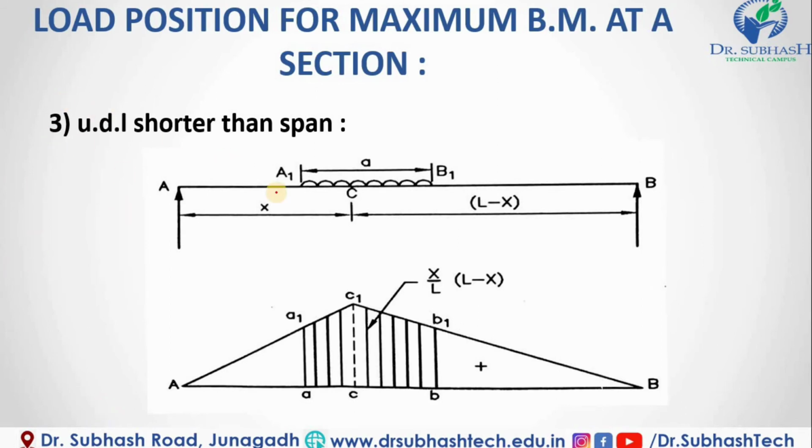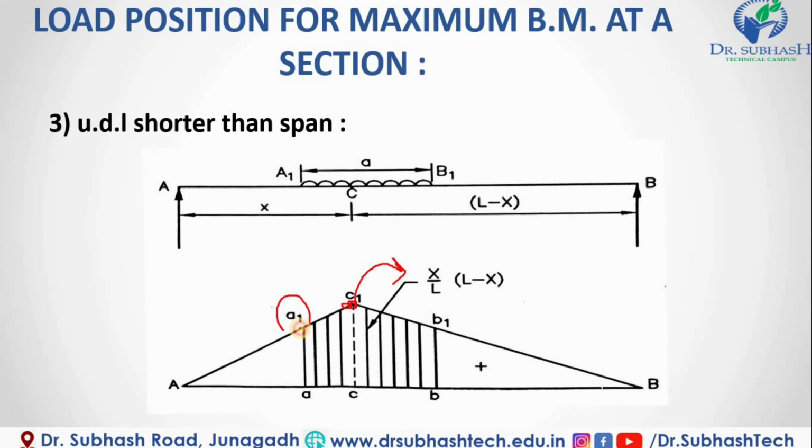So what should be done? You can see that the UDL is given shorter than the span, it means up to A there should be UDL. So A1 and B1 should be placed over C. So C divides the span into x and L minus x. You can see that at the maximum position of bending moment we found, using our nominal equation, x by L into (L minus x).